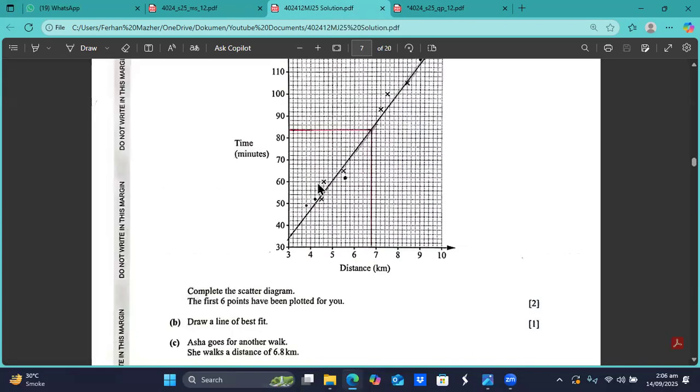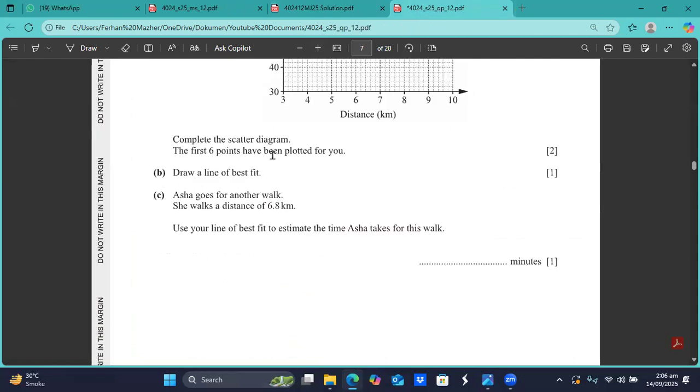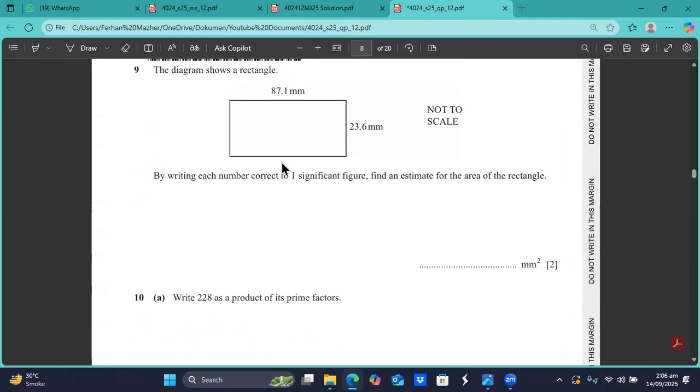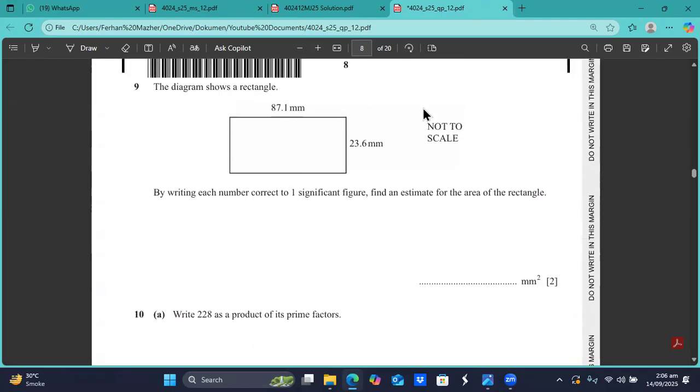So our answer is right. Okay, now we are going to the next question. That is question number 9. In question number 9, they say the diagram shows a rectangle. By writing each number correct to one significant figure, find an estimate for the area of the rectangle.